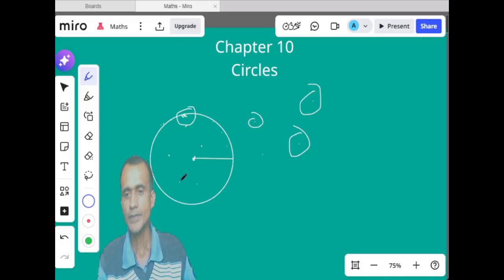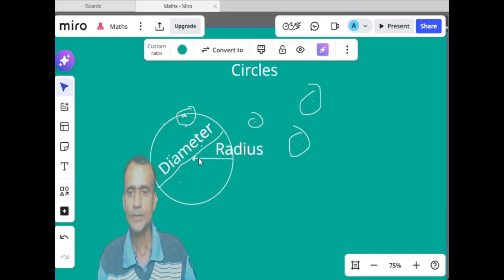A straight line drawn which passes through the center is a diameter. So this is the radius and this is the diameter. The diameter is twice the length of the radius.